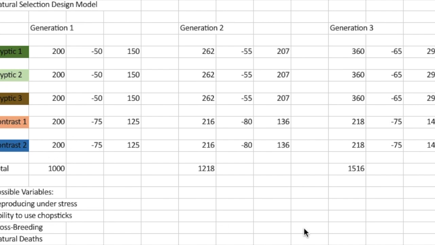As you can see, that left about a 60 population decrease for contrast and almost a 100 population increase for cryptic.